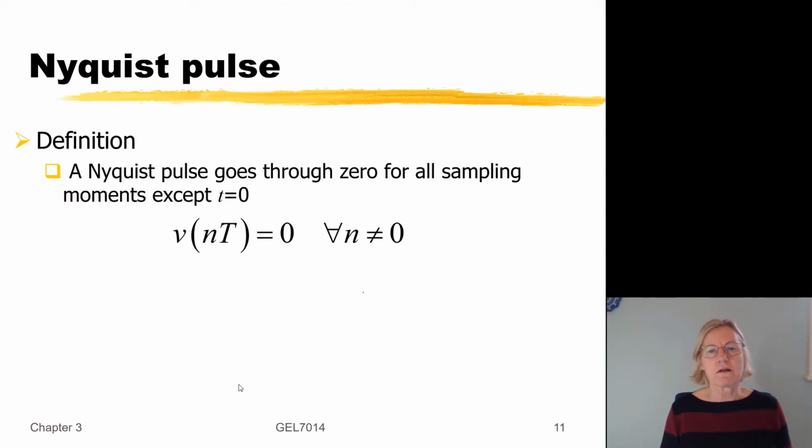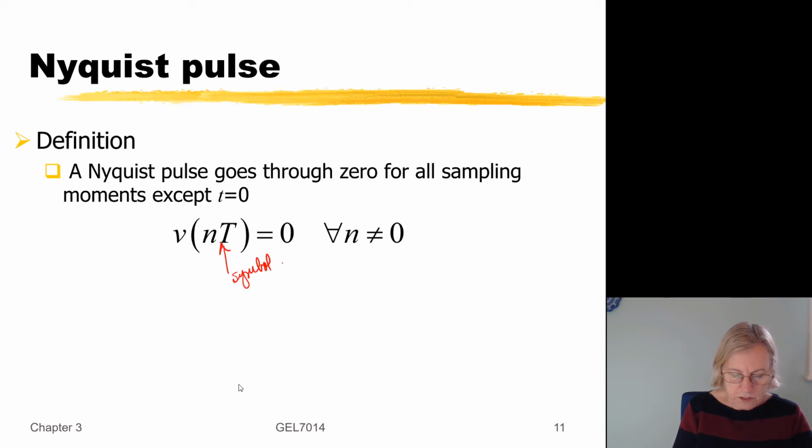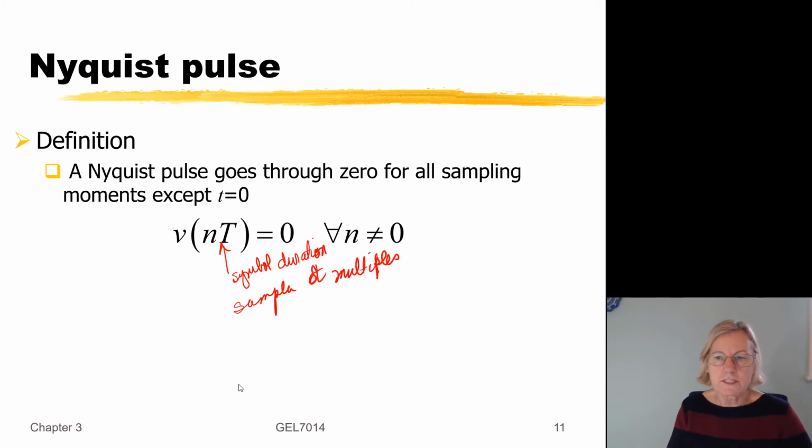The definition of a Nyquist pulse is that it is a pulse which goes through zero at all sampling moments except t equals 0. At t equals 0, I don't want to go through 0, I want to have some information there. So that means that for all multiples of the symbol time duration, where we sample, we want a pulse so that when we're not at the primary pulse where the data is, all of the other subsequent pulses are 0.